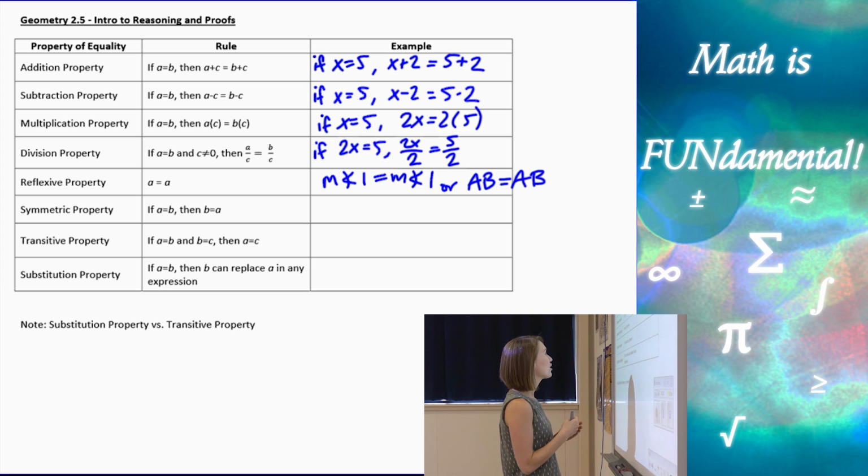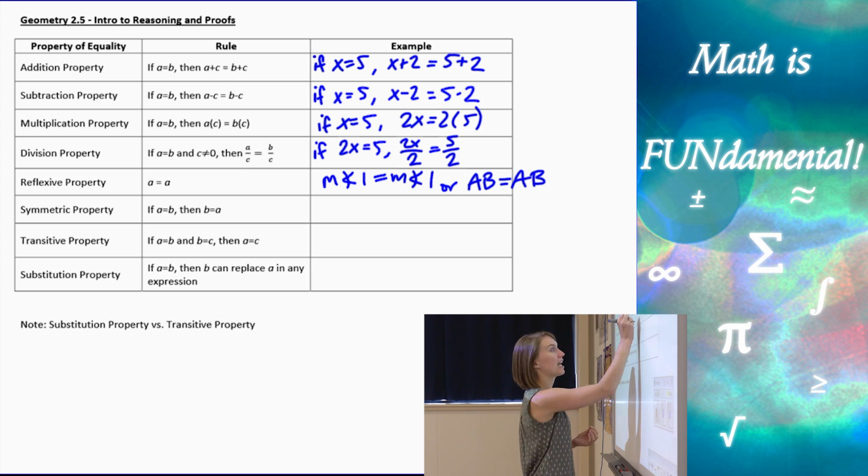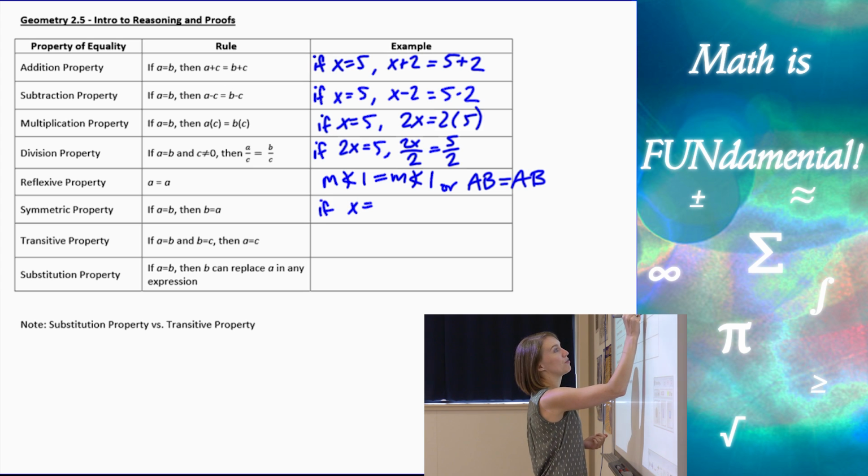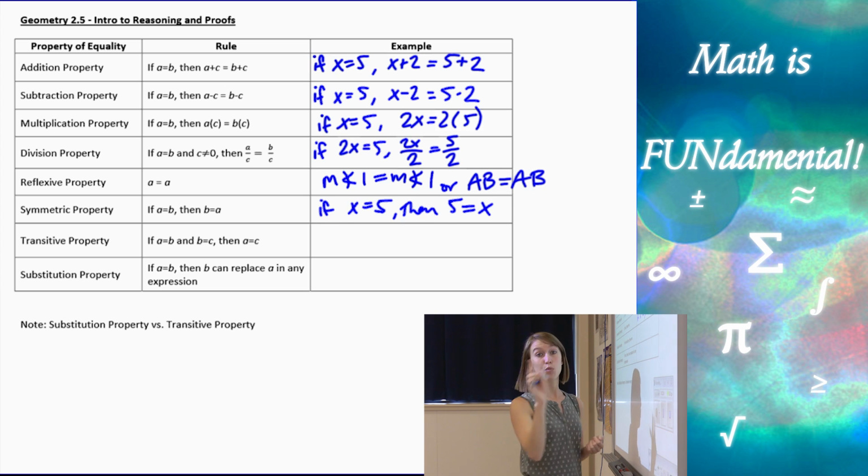All right, symmetric property, if a equals b, then b equals a. So this just says if x equals 5, then 5 equals x. We can switch them as symmetric property.